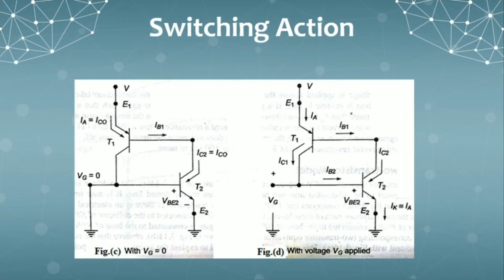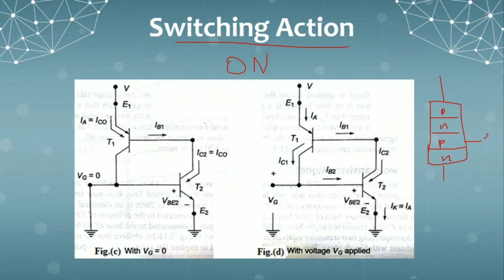So, now coming to the switching operation. What is switching operation here? The first thing we are going to do is take this model and see how to turn on the SCR. We know that this SCR has 4 layers, P, N, P and N, right. This is connected to the gate, this is the anode and this is the cathode.